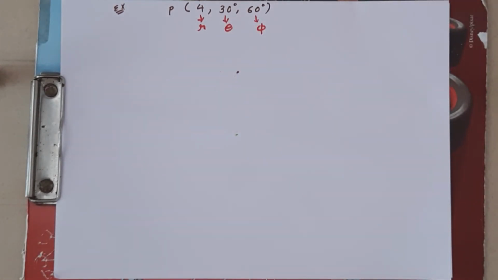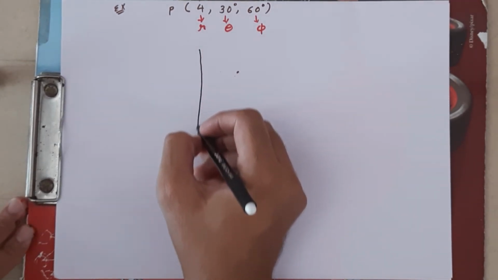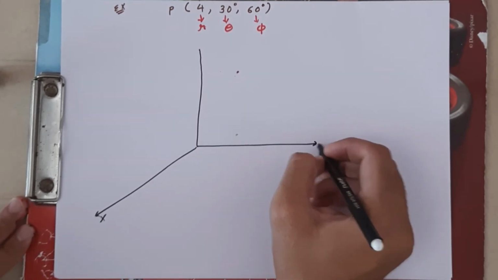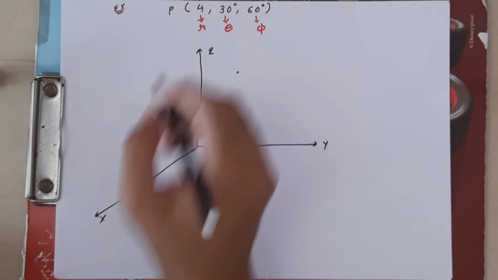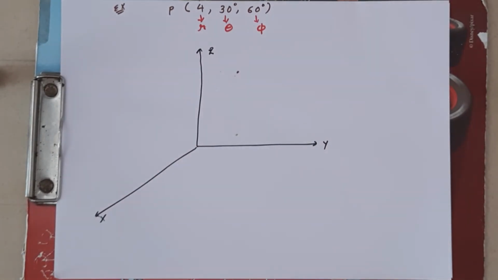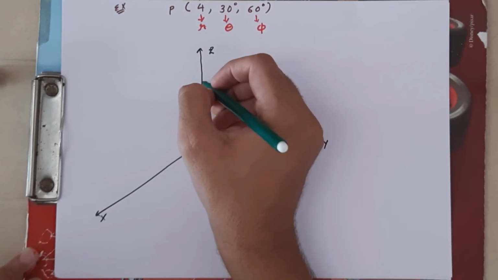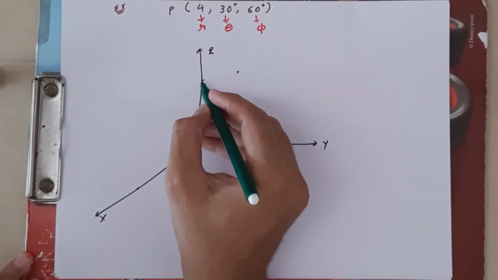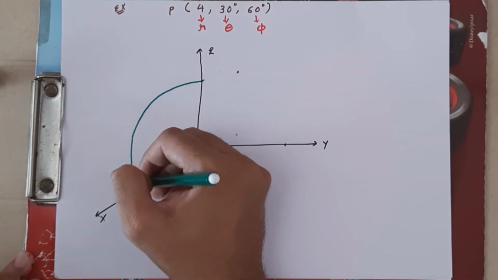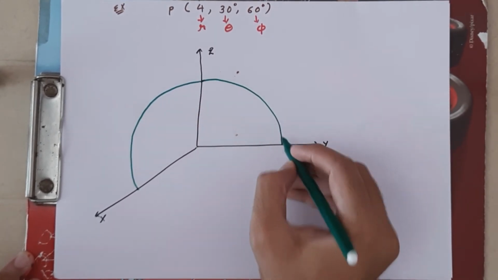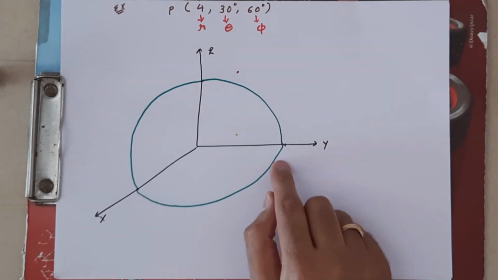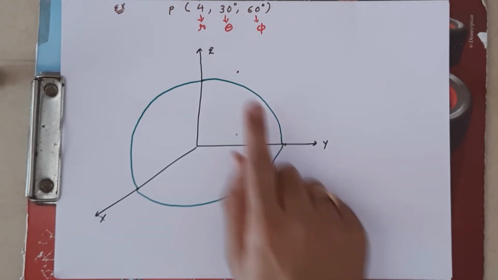Now what I have to do? First I have to draw a spherical coordinate system. First I have to draw the x, y, z axes. Then I have to draw a sphere and adjust it so that the radius of the sphere is 4. So what is the radius of the sphere? It is 4.